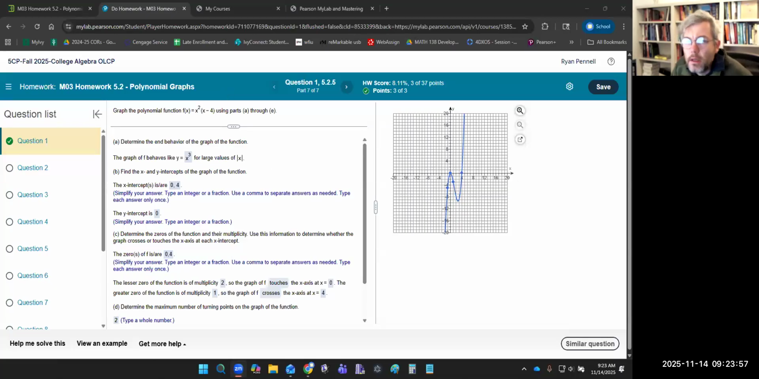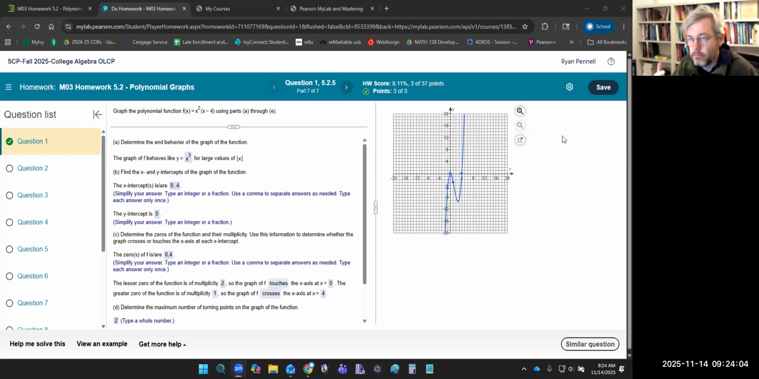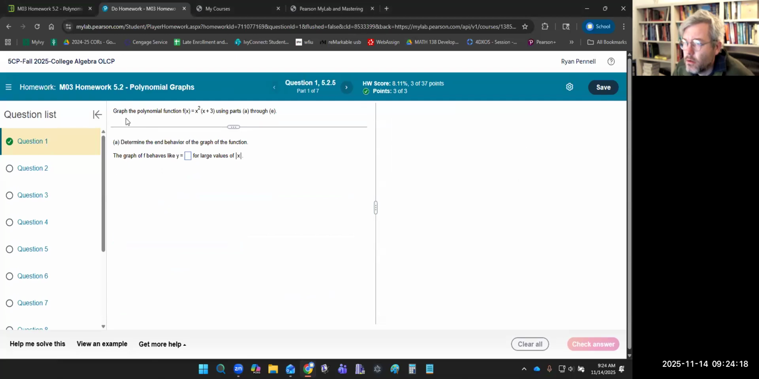Okay, I had a question about this problem, but I couldn't help with the particular problem that they asked about because it won't let me adjust the graph. So I'm going to do it from scratch. This is 5.2, question 1. Okay, let's just do one. All right, so graph the polynomial function f of x equals x squared times x plus 3 using these parts.